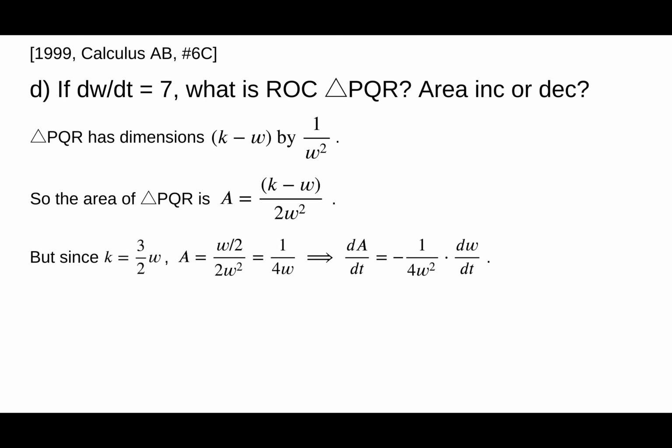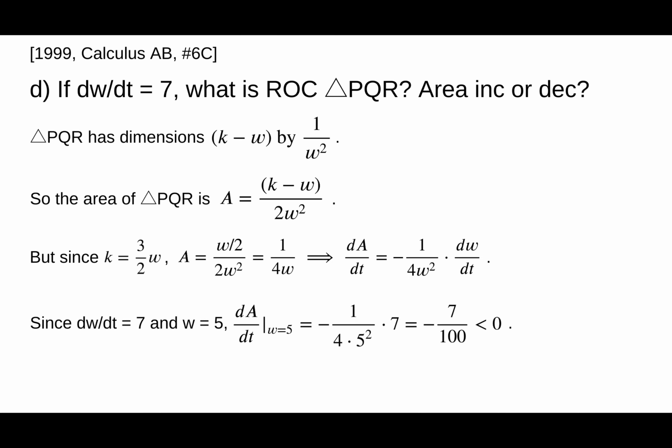But since k is equal to 3/2 of w, the area is w over 2 divided by 2w squared, which simplifies into 1 over 4w. If we differentiate that, dA dt is negative 1 over 4w squared times dw dt. But dw dt is given as 7, and w equals 5. So dA dt when w is equal to 5 is negative 1 over 4 times 5 squared times 7, which is negative 7 over 100.